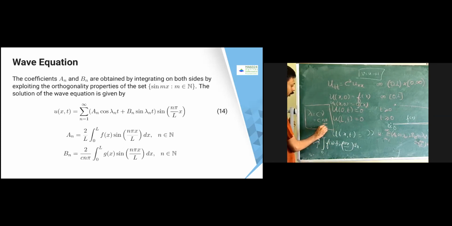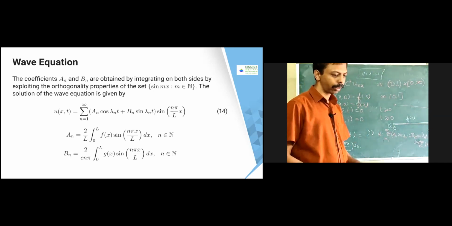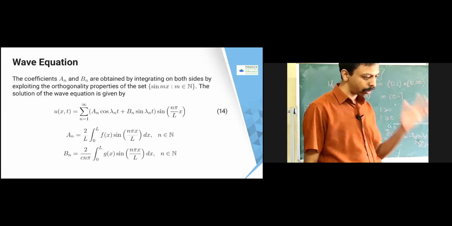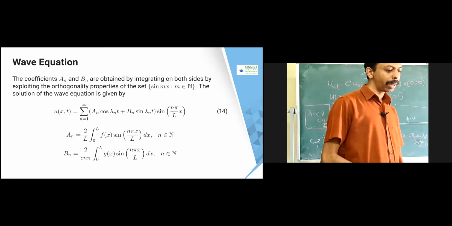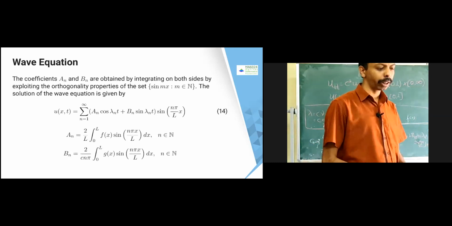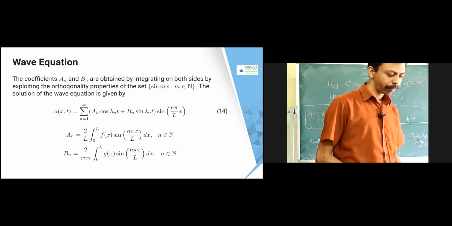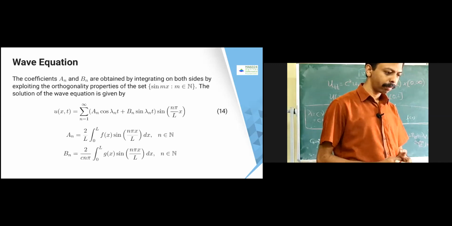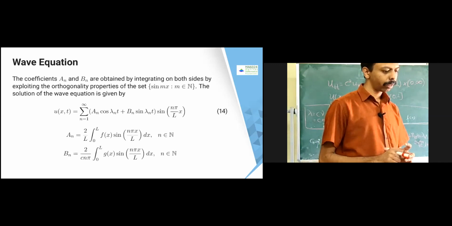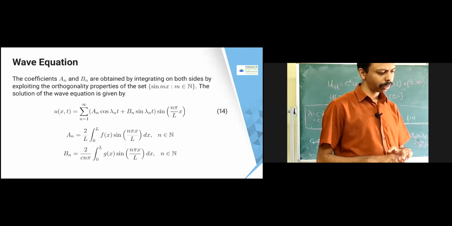Sir, what is the solution of Tn, sir? What is the solution of an? You are asking. So it is an e raised to something, no, sir? An is going to be some constant. See, f of x sin n pi x by L dx. Sir, so you have written an cos lambda n t plus bn sin lambda n t. Sir, instead of that, an cos hyperbolic lambda n t plus bn sin hyperbolic lambda n t.